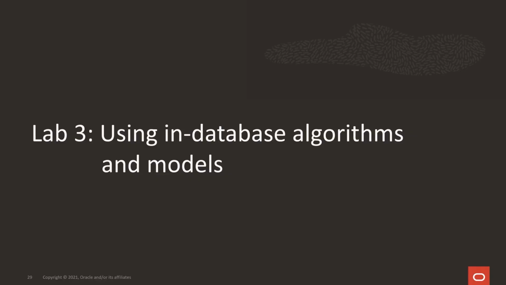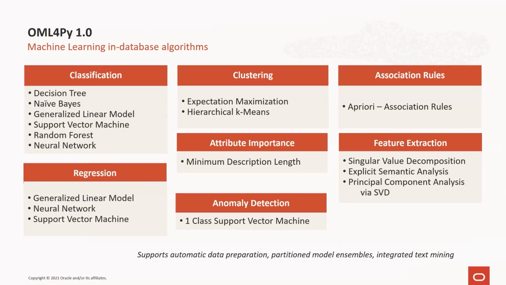Moving on to Lab 3, using in-database algorithms and models. With respect to machine learning algorithms, OML for Pi version 1.0 provides a natural Python API to the in-database algorithms listed here, supporting classification, regression, clustering, attribute importance, anomaly detection, association rules, and feature extraction.